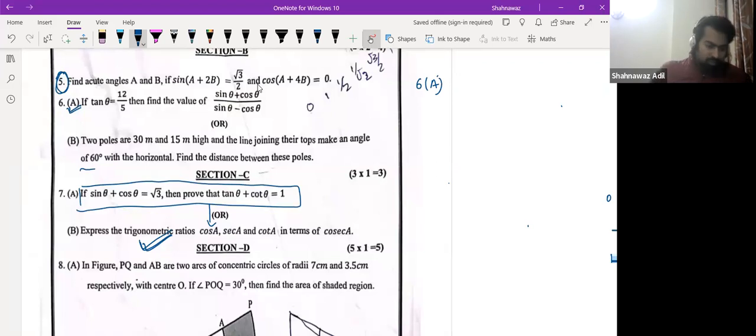Yeah, I'm still solving. Here I got the hypotenuse as 13 centimeters. Yeah, that root 169 is correct, so the hypotenuse is 13. So sin theta is p by h and cos is b by h.